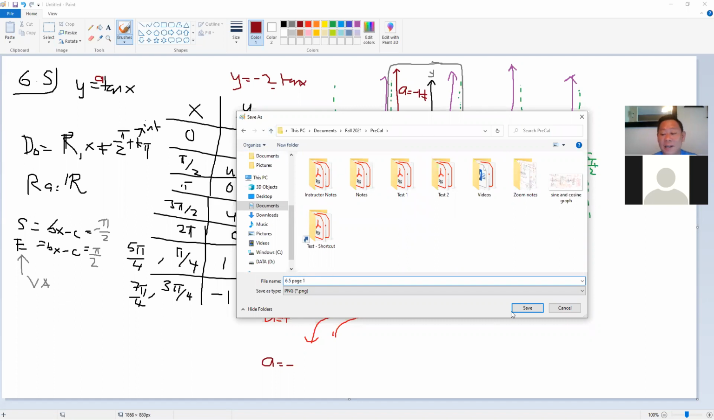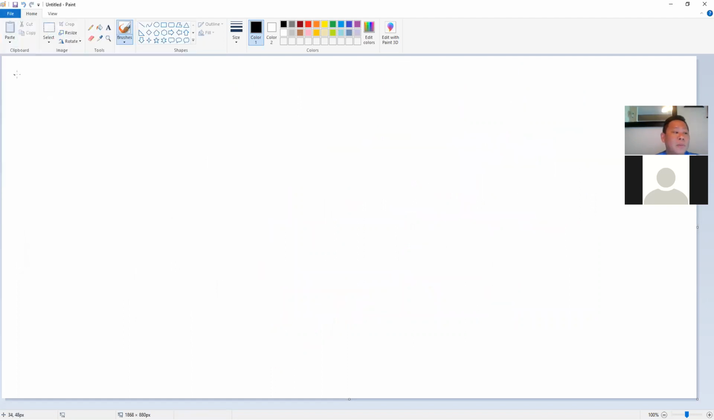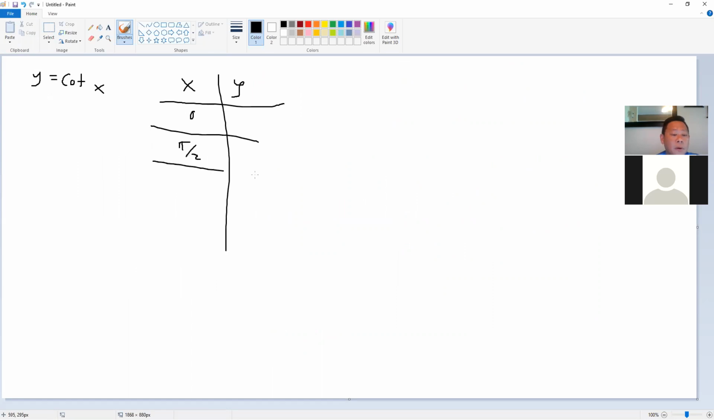So this is just the tangent graph. Now we're going to do the cotangent graph, which is a little bit similar to the tangent graph. And again, we use the same values: 0, pi over 2, pi, 3 pi over 2, and 2 pi.